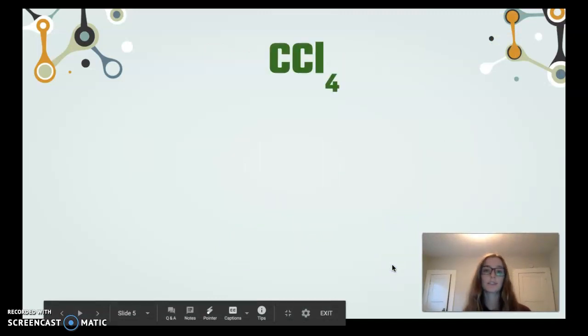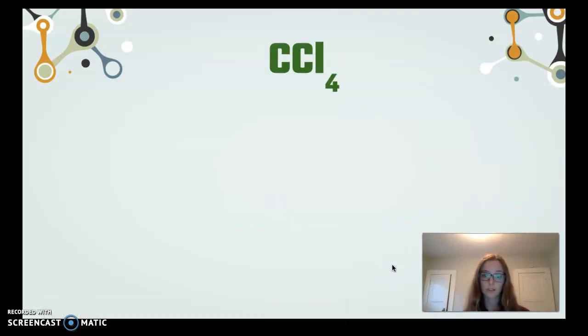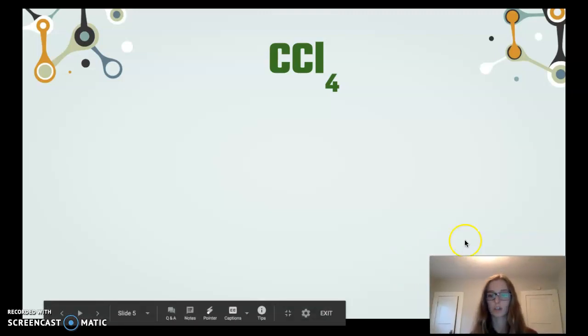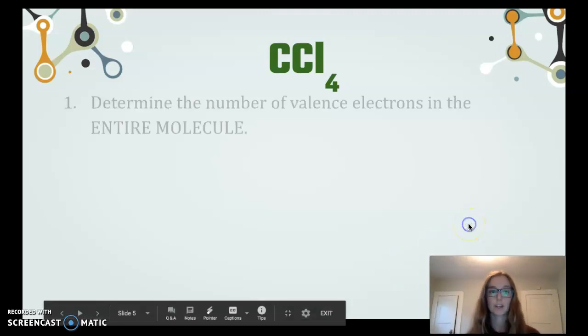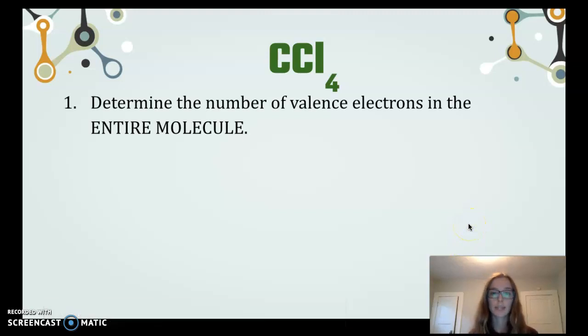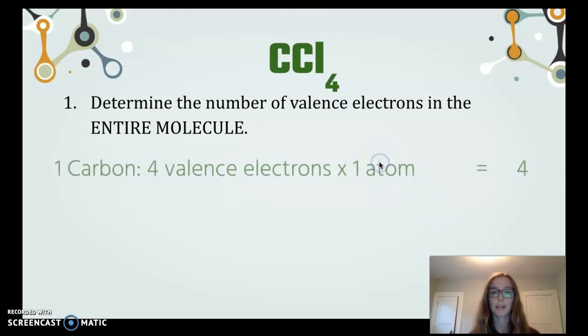So now we're going to look at these steps and draw a Lewis dot structure for carbon tetrachloride, CCl4. So our first step is to determine the number of valence electrons. So I'm going to look at my periodic table of elements, find carbon, see that it's in group 4, which means it has 4 valence electrons. I only have 1 carbon because there's no subscript here. So 4 valence electrons and only 1 atom means that there are 4 valence electrons coming from carbon.